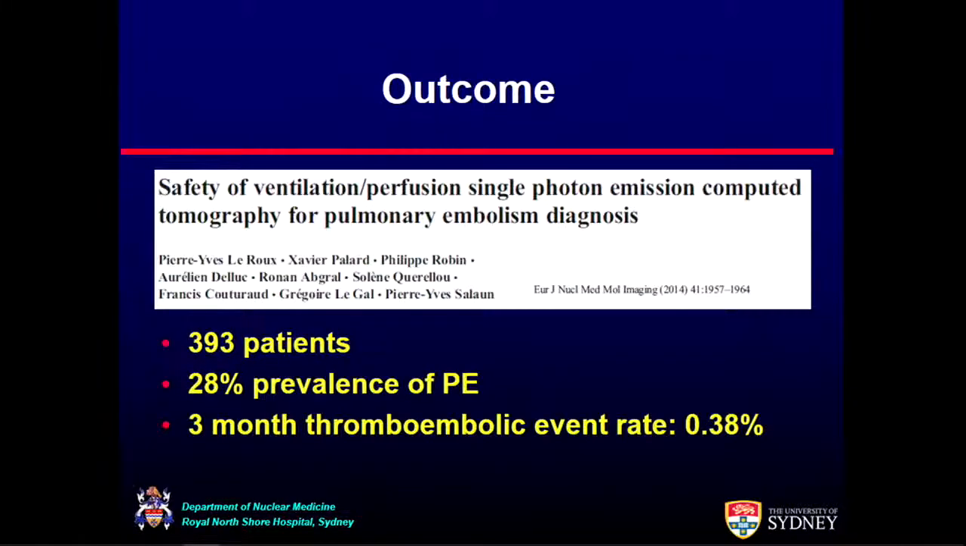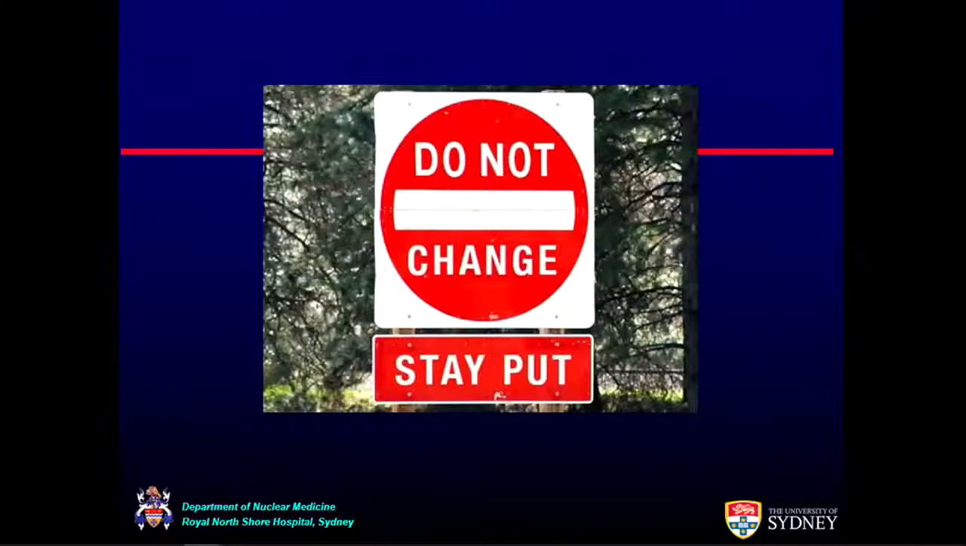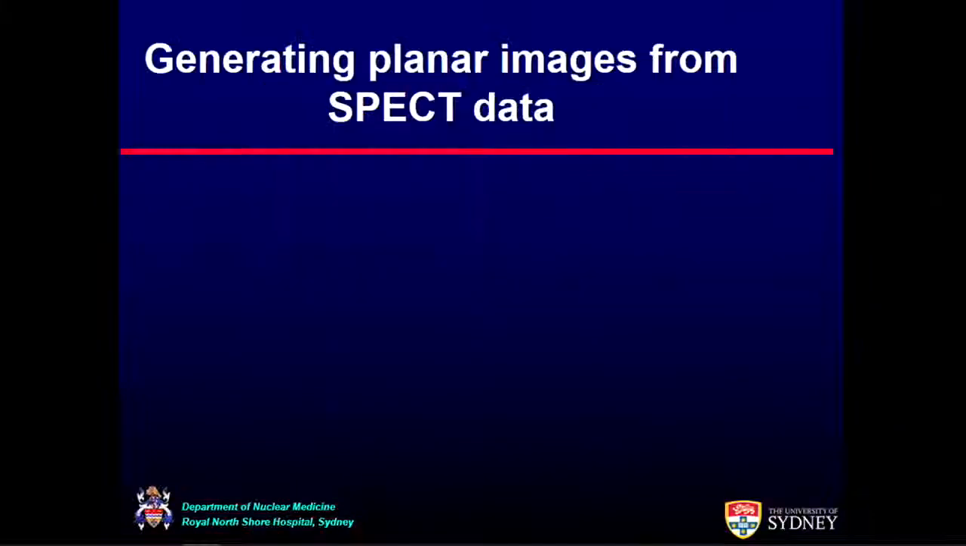The same group looked at outcome, which is important because there's some literature around this with CTPA. So they found that in 393 patients with a 28% prevalence of PE, the 3-month thromboembolic rate from a negative scan was 0.38%.